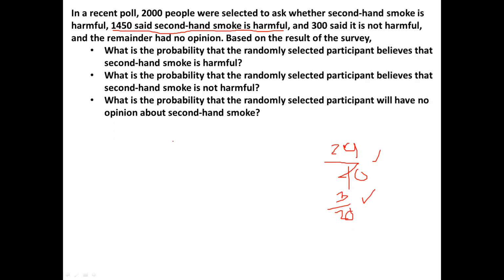How about the last one? What is the probability that the randomly selected participant will have no opinion about secondhand smoke? 1 over 8 po, sir. So, how did you get 1 over 8, anak? Divide by 250 po. Ilan ba yung walang opinion? 250 po, sir. So, 250 over 2,000. And I think tumama kayo lahat.